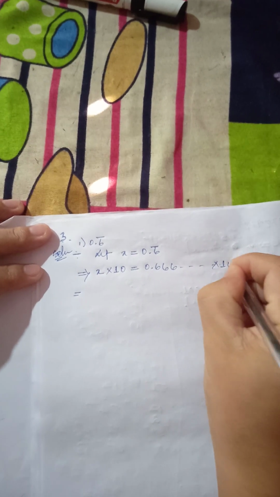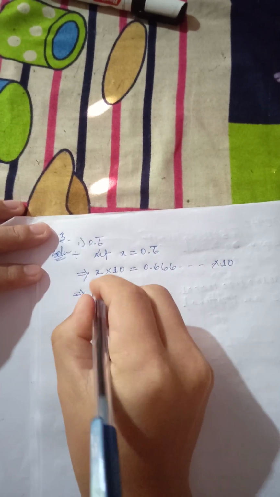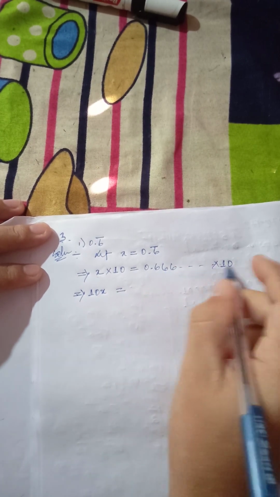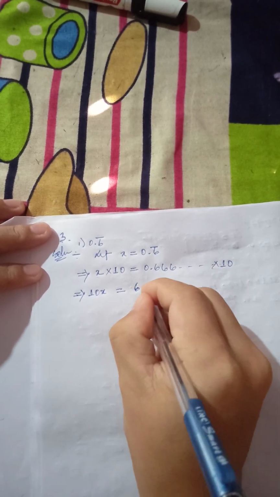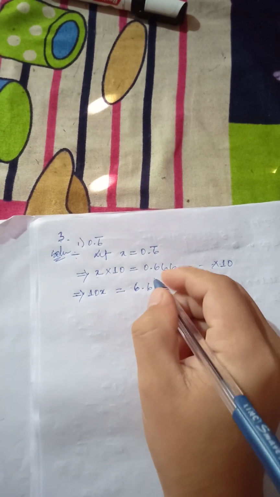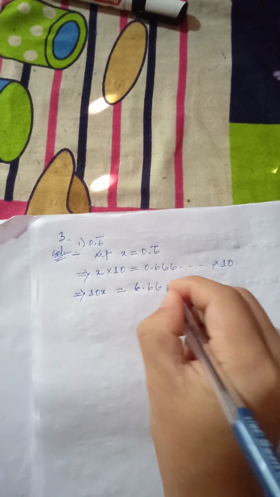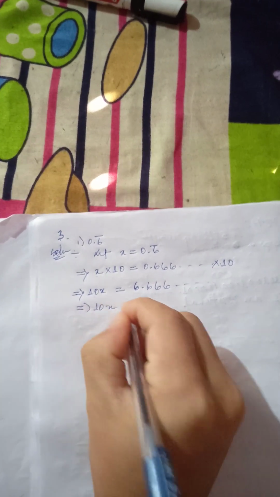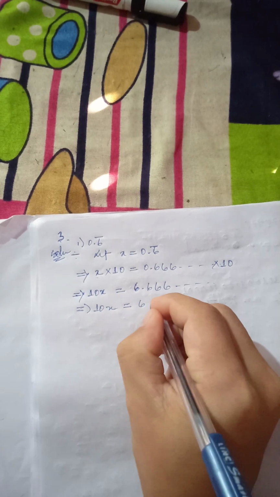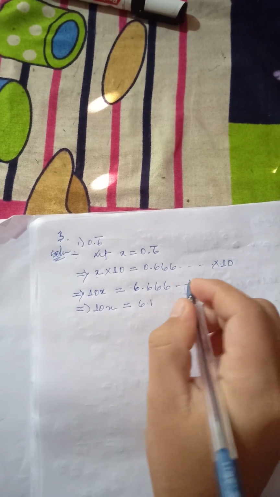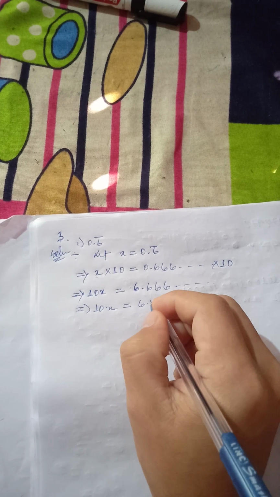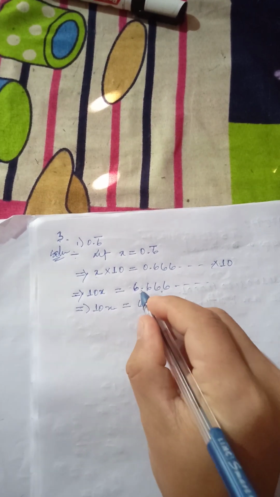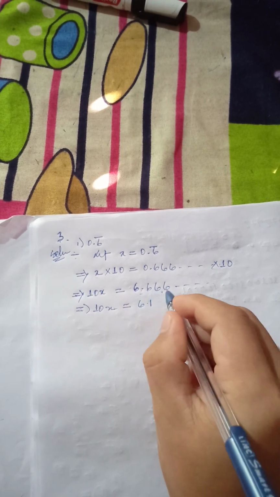Here it will be 10. 10 into x will give you 10x equals 0.666 into 10, which will give you 6.6, 6.6 and so on. Then 10x equals how much? There is one way of doing this step. Actually here we got 6.666.